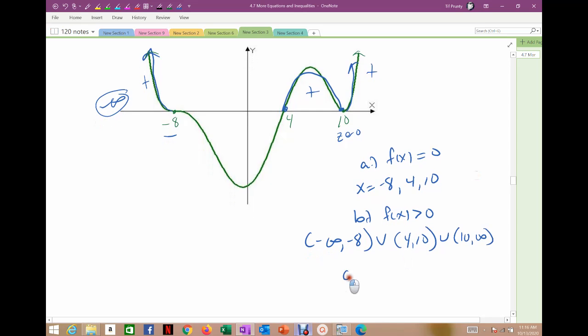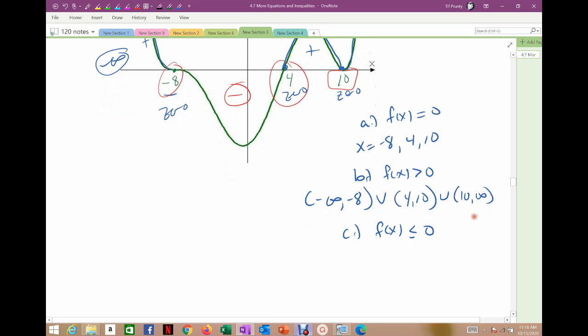Alright, but that's it. Alright, then the last one's asking you for when is it negative or equal to 0. So again, remember we have the equal to 0 part. So zeros are all included. And so the only place where it's negative is here. Alright, between the 8 and the 4. And then don't forget I get to also include the 10.